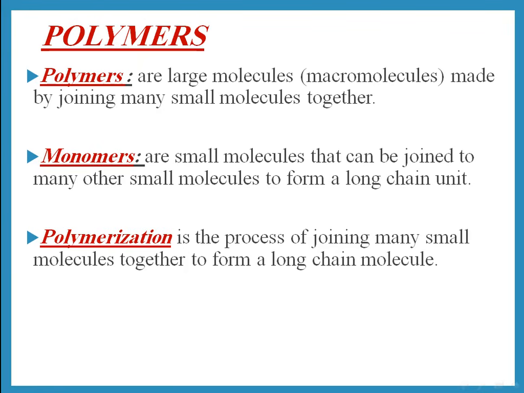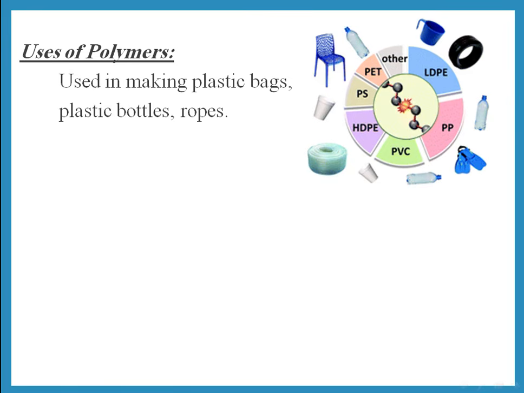The last part of this chapter is polymers, and you should remember from O-level that polymers are large molecules made by joining many small molecules together. The small molecules are called monomers, the large molecules are called polymers, and the process of joining these small molecules to form a large molecule is called polymerization.